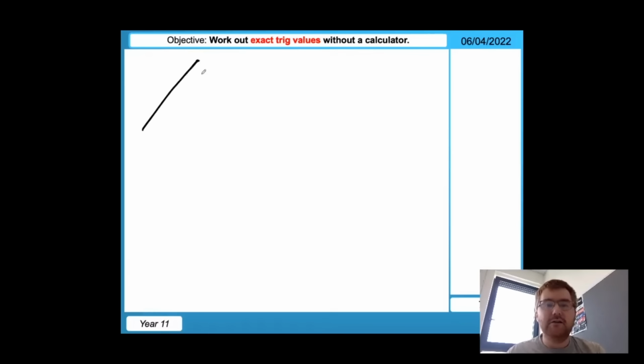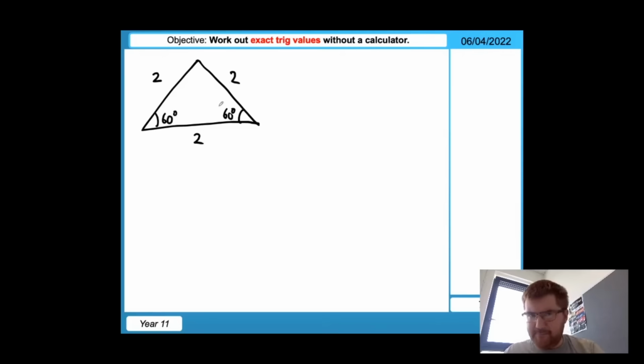The next thing I'm going to do here is, well, angles in an equilateral triangle are all the same. So this angle is going to be 60, this angle will be 60, and the total angle at the top would also be 60.